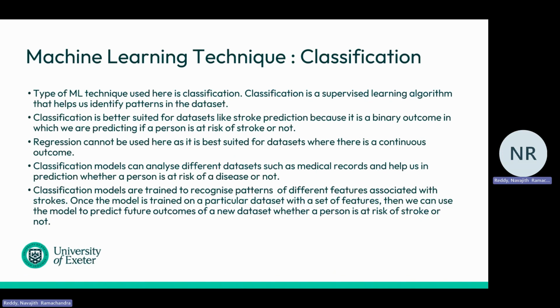So the machine learning technique we'll be using for this is classification. Classification, as we know, is a type of supervised learning technique where we predict certain categorical instances based on past outcomes. So classification models are trained to recognize patterns of different features associated with strokes. Once our model is trained, we'll basically predict future outcomes based on the past outcomes.